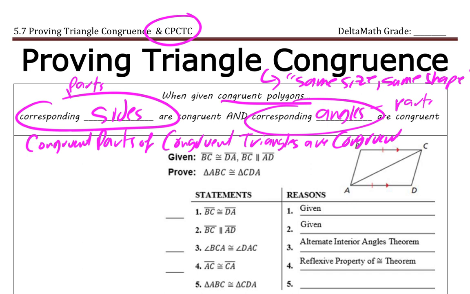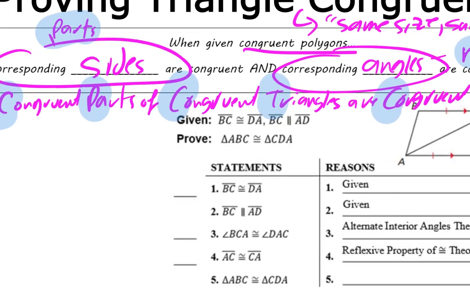Congruent parts of congruent triangles are congruent, right? One part would be their sides. If those are congruent on one, they're congruent on the other. Another part would be the angles. If those are congruent on one, they're congruent on the other. So what we're going to talk about today is how we can do what we call a proof.